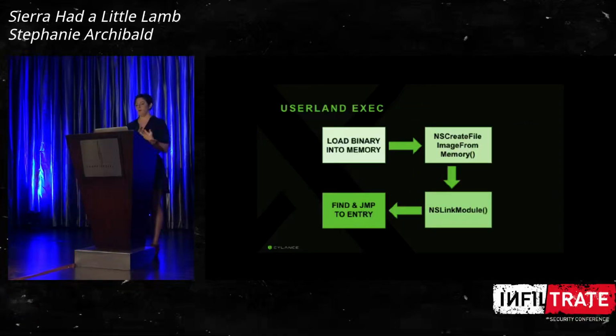So once you have scheduling and paging, right, you need a userland exec. And this is actually going to be very similar to what we talked about a little bit with stage 1. You load your binary into memory, you call NSCreateObjectFileImageFromMemory on it. Thankfully, we don't have to find it again. Call NSLinkModule, and then you can find and jump to the entry point.